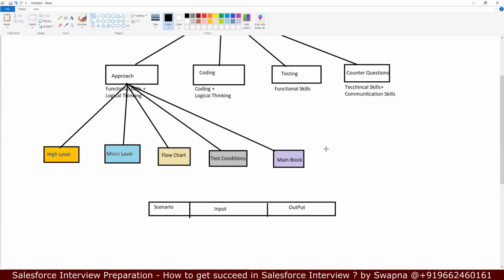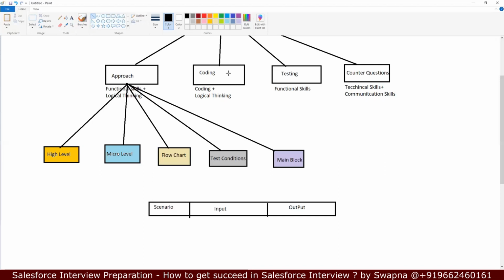Okay. And coming to the coding. Now once we are clear with the main blocks, the high level requirement and micro level requirement, draw the flow chart. What are the different scenarios with which I can test this logic? What are the main blocks that I need? What is the class, method, object? What are the variables? What are the SOQL queries that I need? Is it a REST call or not? Write everything. So now once we are clear with the approach, then go with the coding.